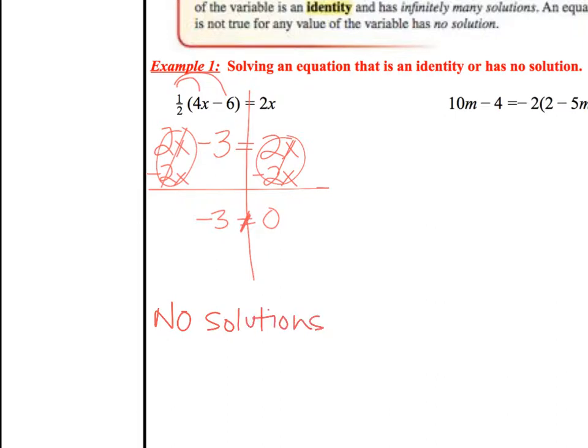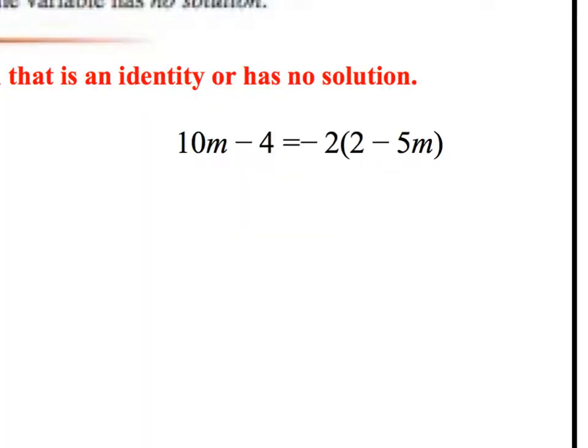There's no value for x that will make it true because you have 2x and 2x, but on the left it's 2x minus 3. So they're almost the same, but that minus 3 messes it up. So if you see the variables are the same, but the constants are different, that's going to make it no solution. But you can continue to solve it and you get no solution, basically.